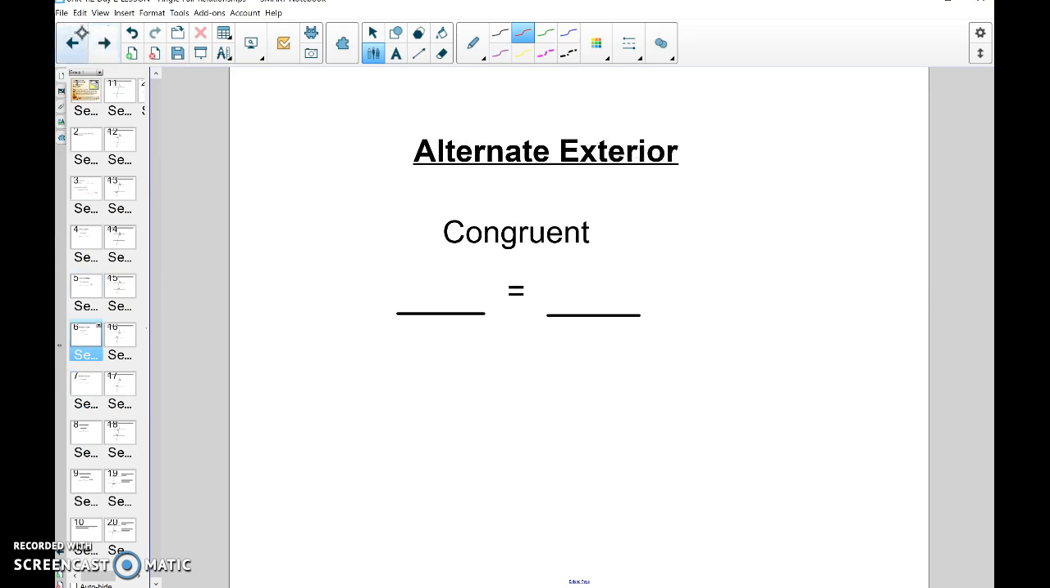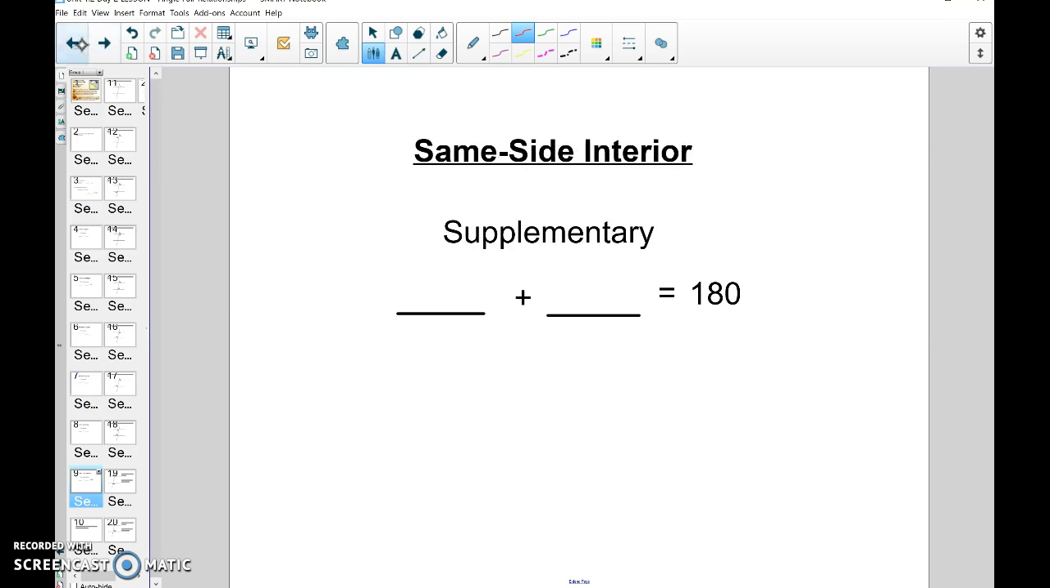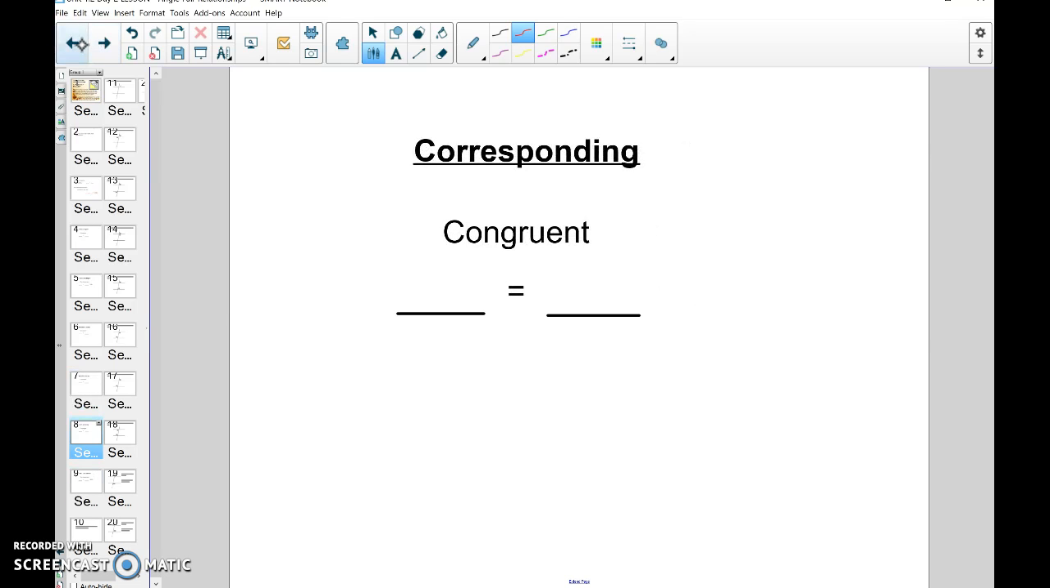Alternate exterior angles are congruent. So again, the same idea of blank equals blank. Okay, and you can pause here. Alternate interior angles, also congruent. They have to be equal to each other just as well. Corresponding angles are also congruent.